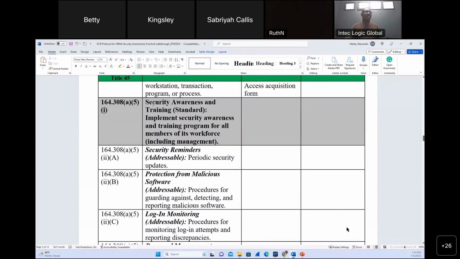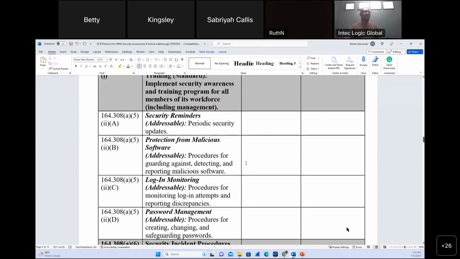Good. Security awareness and training. I think somebody talked about that, so we'll touch on that. Under that, we have security reminders, periodic security updates. You need to send periodic security updates. So what document will prove that this covered entity has been sending security awareness or security tips to the workforce to be aware of some of the security issues?